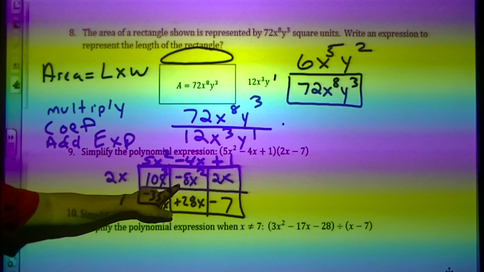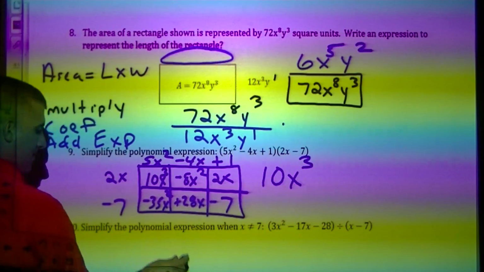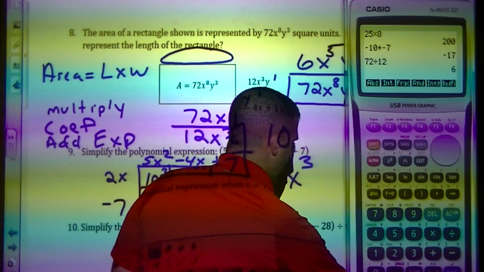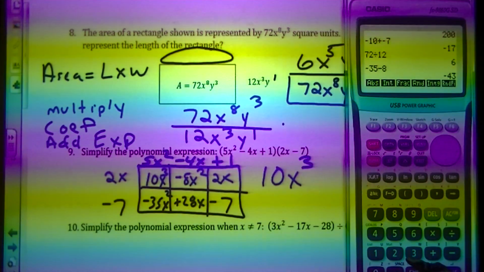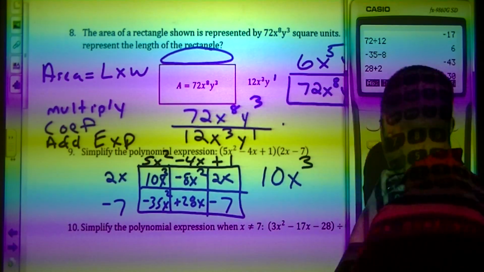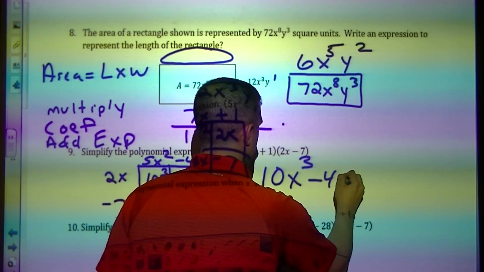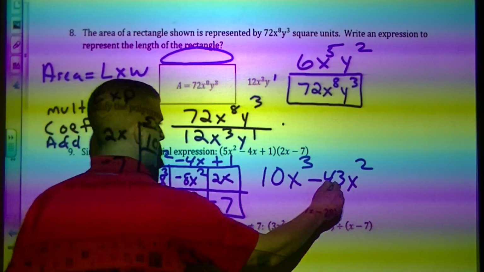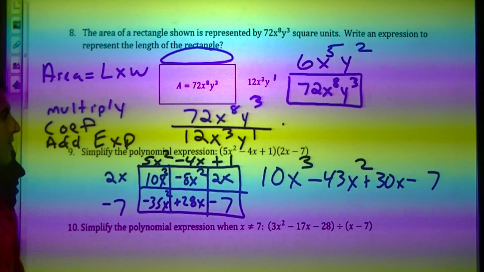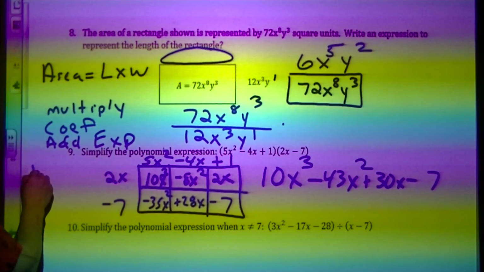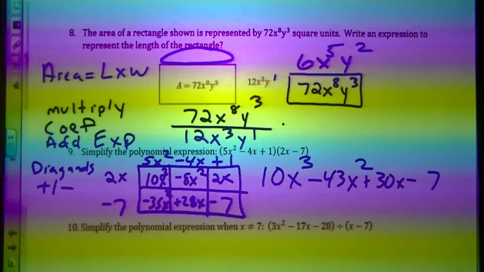So if you notice, the only like terms are these diagonals. So what I have would be 10x cubed, and how do I type it in? I do negative 35 minus 8, and 28 plus 2. Negative 43x squared and 30x, that was minus 7. So the diagonals are the ones you're going to add or subtract.